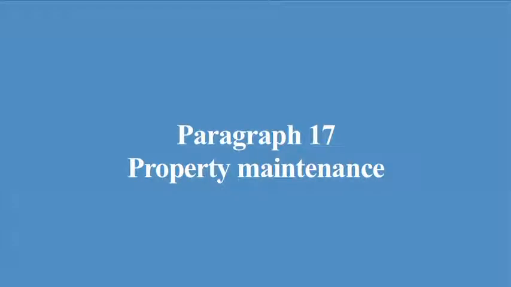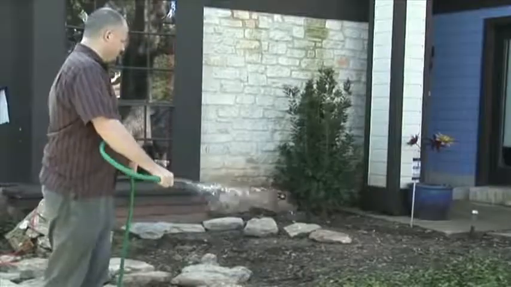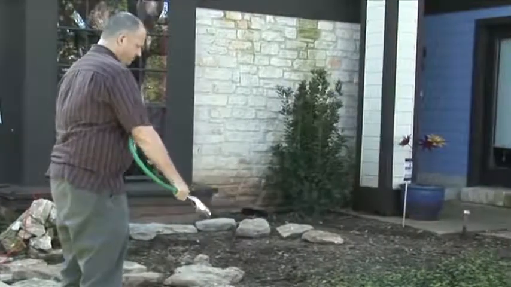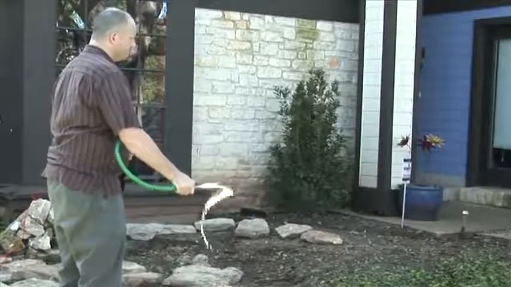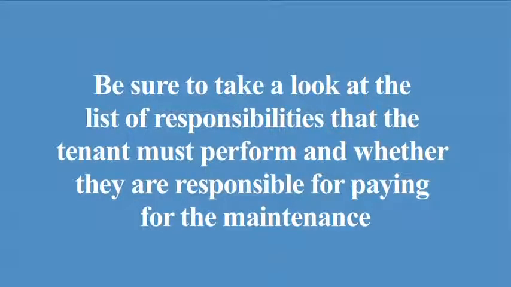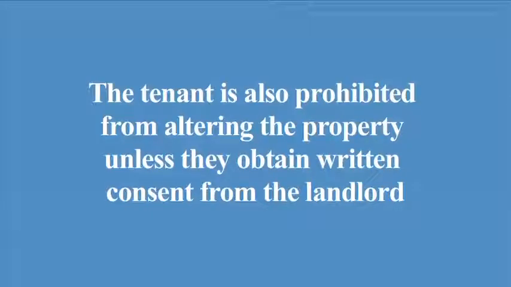Paragraph 17, property maintenance. This paragraph explains the tenant's responsibilities in maintaining the property. Maintenance of the property will extend to yard maintenance and to pool or spa maintenance, if there is a pool or spa. Be sure to take a look at the list of responsibilities that the tenant must perform and whether they are responsible for paying for the maintenance. The specific responsibilities for any pool or spa are covered in a separate addendum, which is TAR Form 2010. The tenant is also prohibited from altering the property unless they obtain written consent from the landlord.